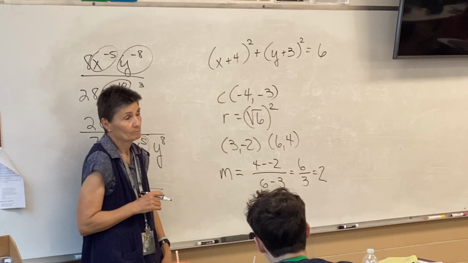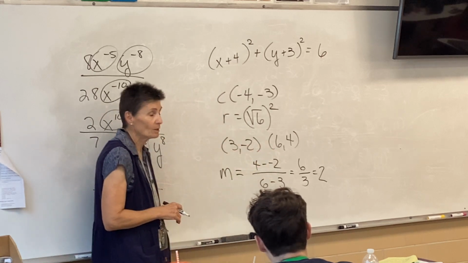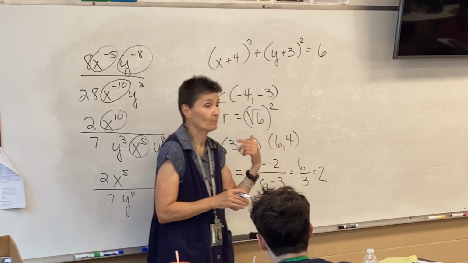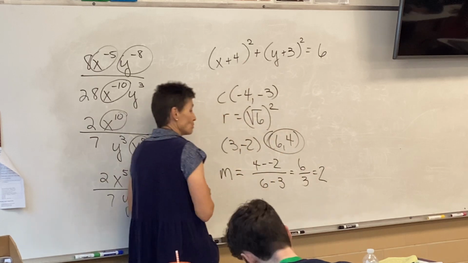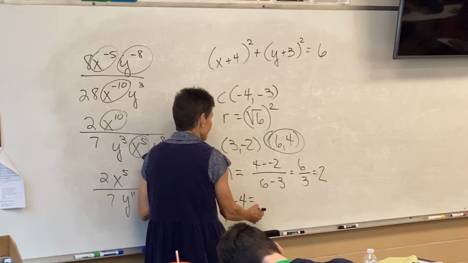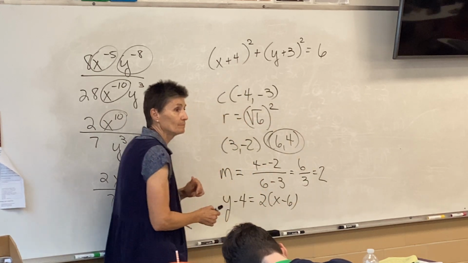Now what do I do? Just pick a point. Got any preference? It doesn't matter, and it truly doesn't matter. You can pick either one. So let's go with this one, there's no negatives to worry about. So y minus 4 equals 2 times (x minus 6). That's it?